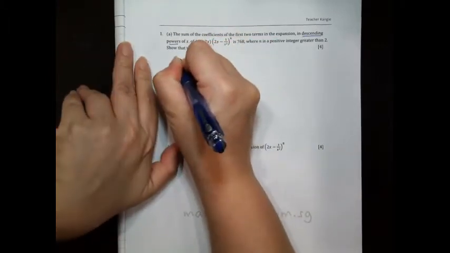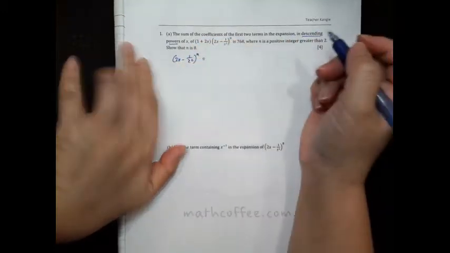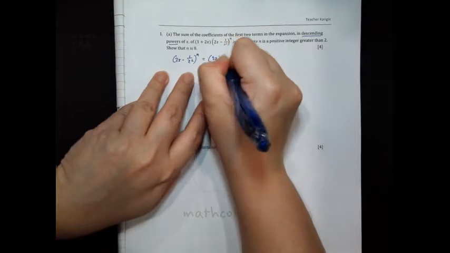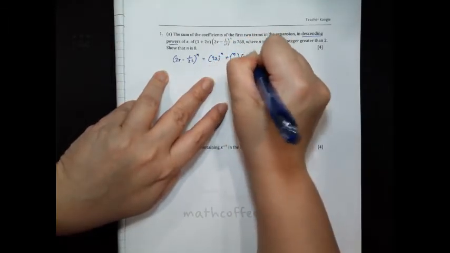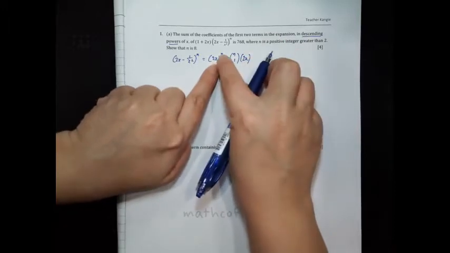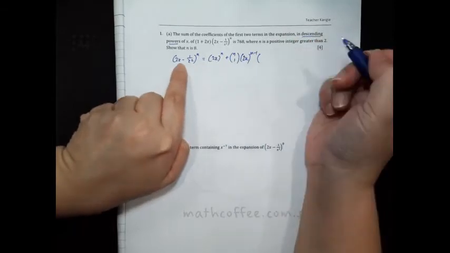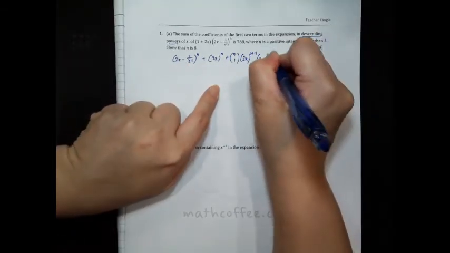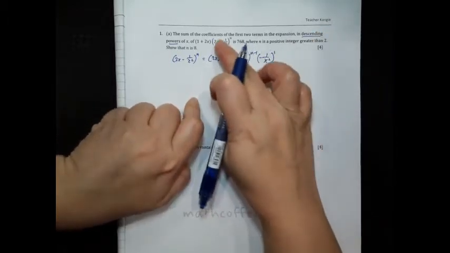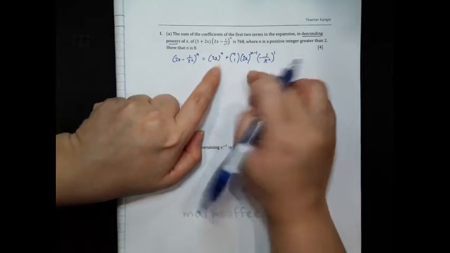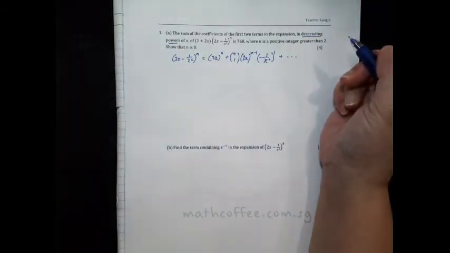So it will be (2x minus 1 over x squared) to the power of n. Apply the formula. It will be (2x) to the power of n plus nC1 (2x), this one is decreasing power, so this is n minus 1. Then the b comes in. Take note, you have to include the minus here, so it's minus 1 over x squared to the power of 1. Because they only want the first two terms, and this is already two terms, I don't need to bother about the balance terms. So plus dot dot dot.